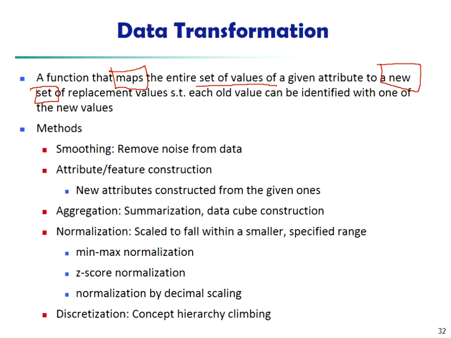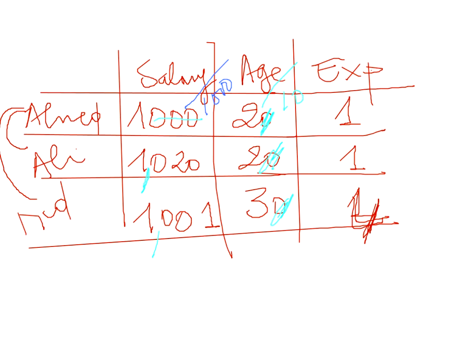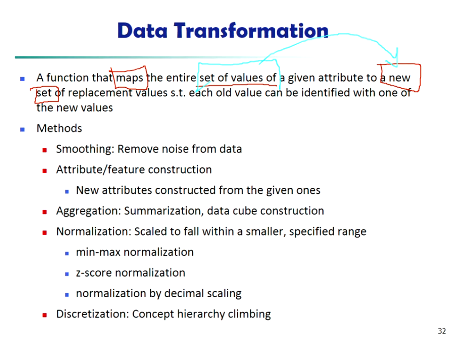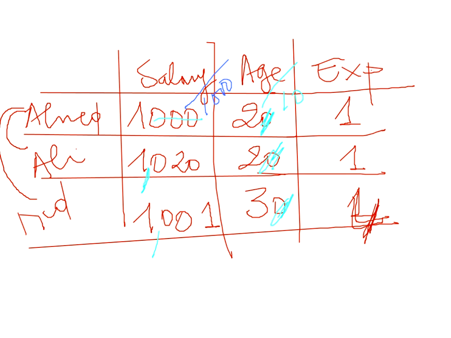So normally the function maps the entire set of values to a new set of values. So in my example here, the old values of salary are 1,000, 1,020, 1,001. The new values are 1, 1.02, and 1.001. Is it clear what the meaning of transformation is here? It's clear for you, what's the meaning?